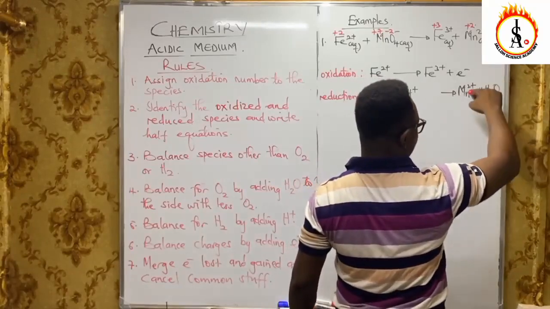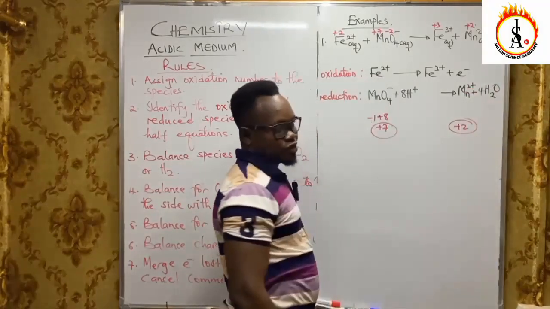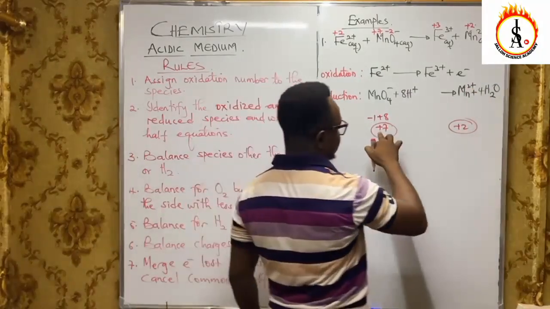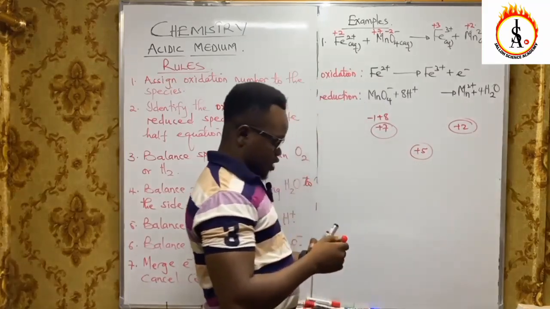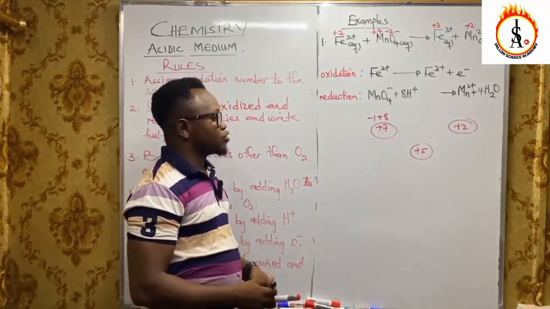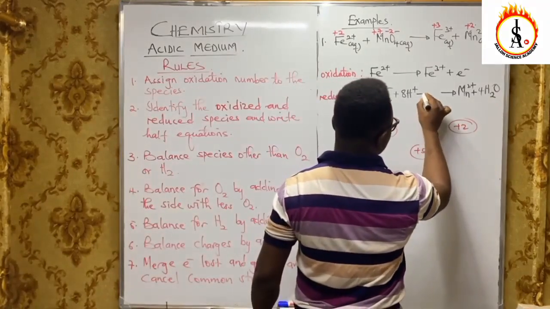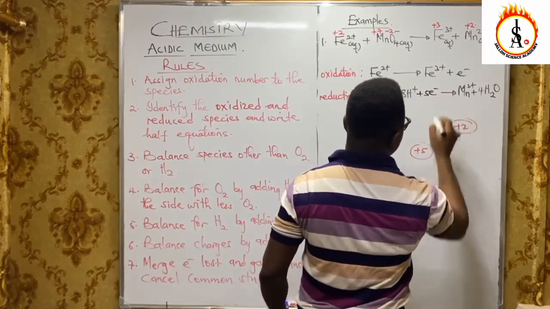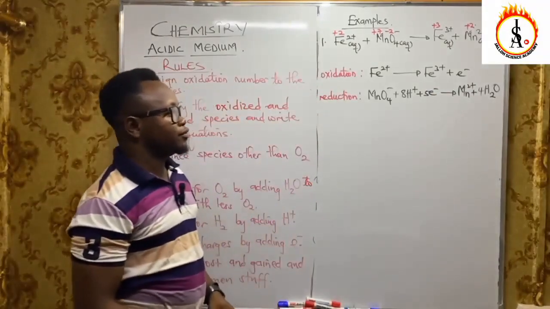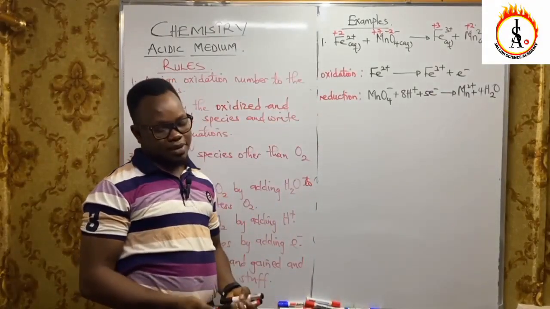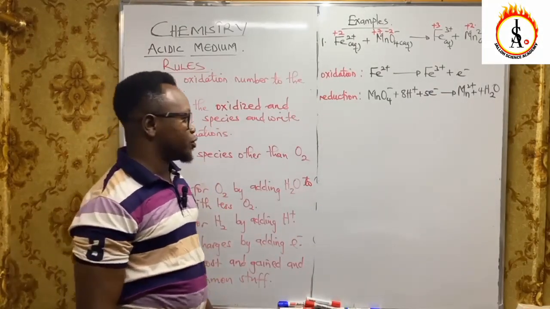Water here is neutral with no charge. Manganese has a charge of plus 2. So the total charge on the product side is plus 2. The difference between 7 and 2 is 5. So we are going to add 5 electrons to the side with the highest charge, and plus 7 is higher than 2. So we are going to add 5 electrons to this side. Okay? So now we have atoms balanced and charges balanced for the separate half equations.